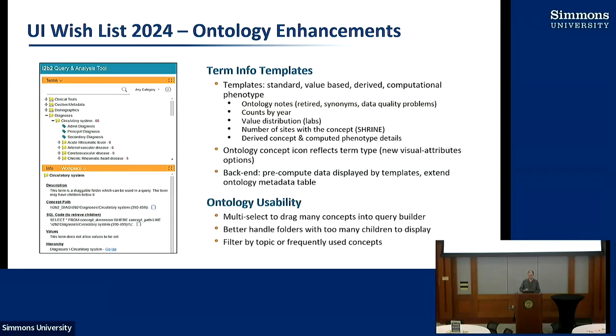They're just some simple usability items. People have been asking to be able to select multiple ontology items and drag them all into the query tool, or handling folders that have many, many children better. Right now, you just get an alert that says it's too big to open up that folder, but you could imagine different ways of handling that.